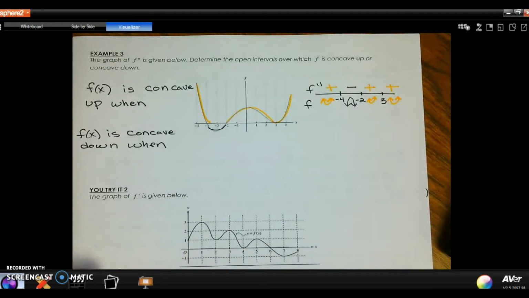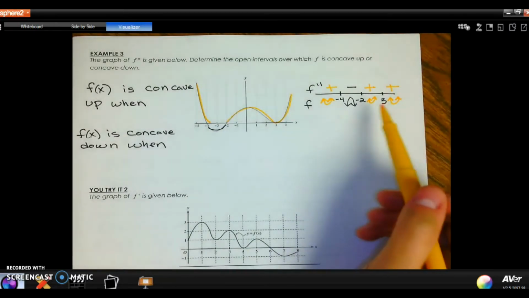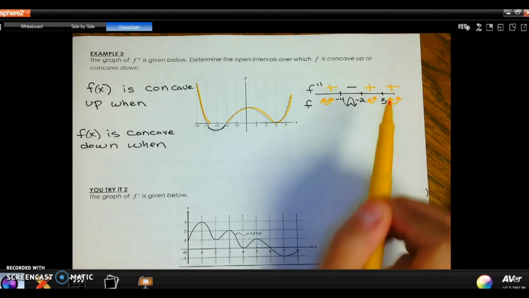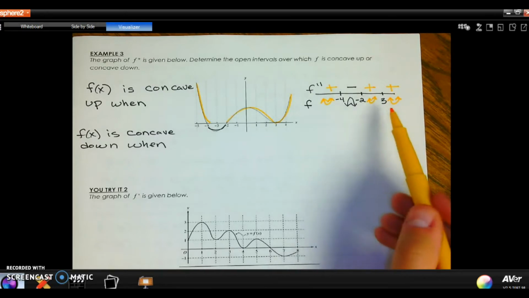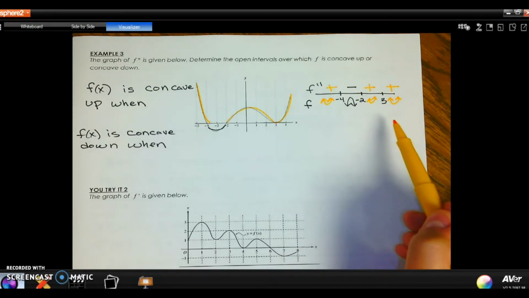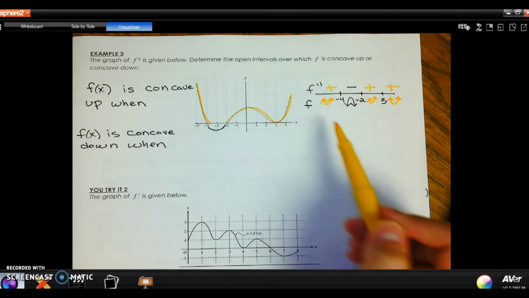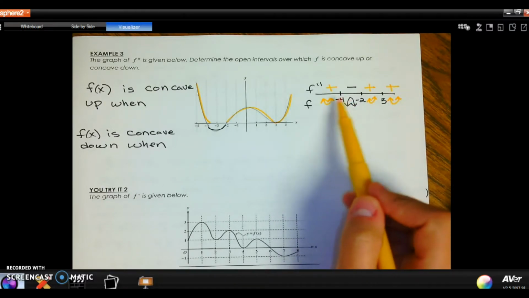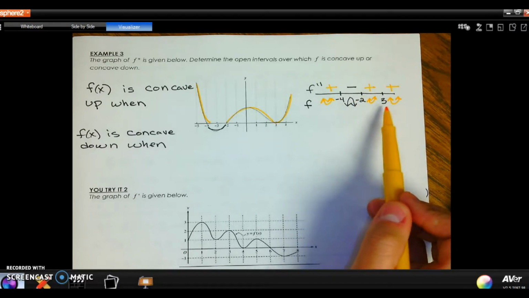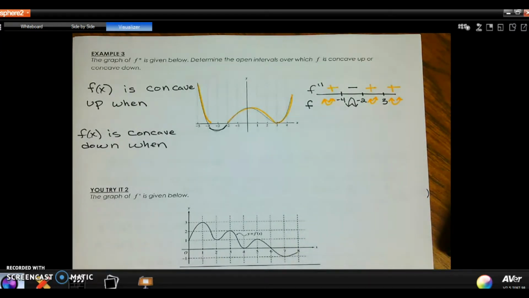So for this problem, what I'd really like you to see is they could ask you specifically if 3 is a point of inflection. Now remember, an x value is only a point of inflection if it actually changes concavity. So in this problem, the points of inflection would be at x equals -4, and again at x equals -2. X equals 3 is not a point of inflection because it did not actually change concavity.